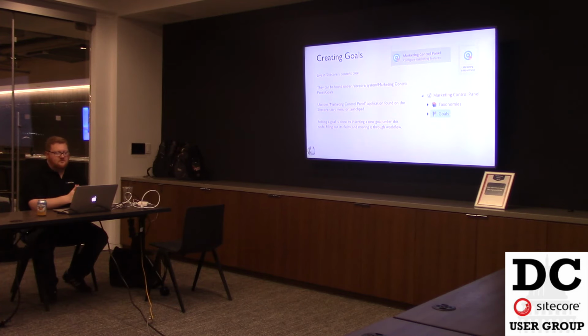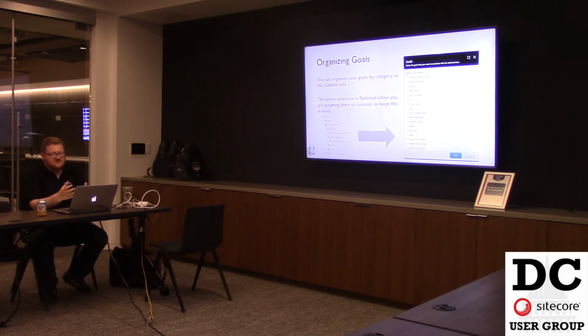Adding a new goal is simply done by inserting a new one underneath the node, filling out its fields, and moving it through workflow. Now, there's a nice thing in goals in that you're able to organize them inside the content tree. So you can say these are the ones for commerce, these are the ones based on orders, these are the ones for signing up for a user, or these are the ones for this site, these are the ones for that site in a multi-tenant setup.